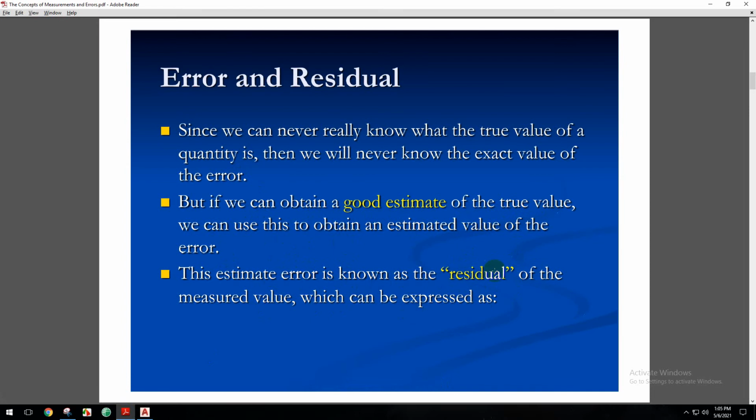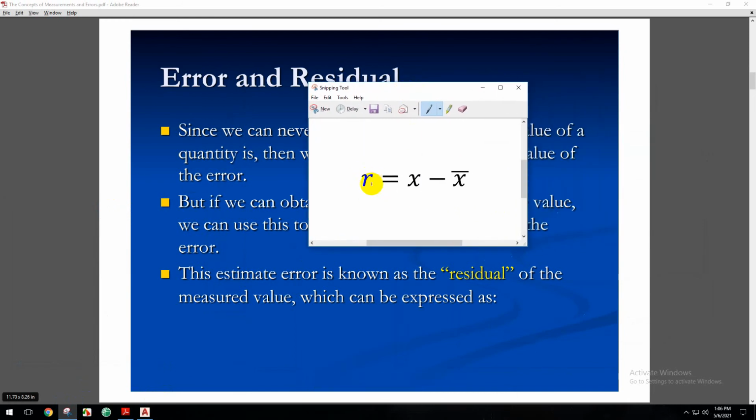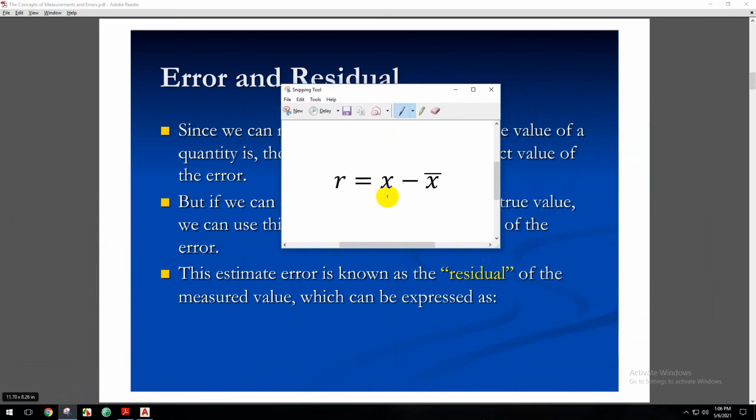I know you are familiar with this, and I hope you still remember it, from Surveying 1, and before that from your elementary statistics. So the residual is equal to the true value minus the mean measured value. All your measured values, you average them, and then subtract that from the true value.